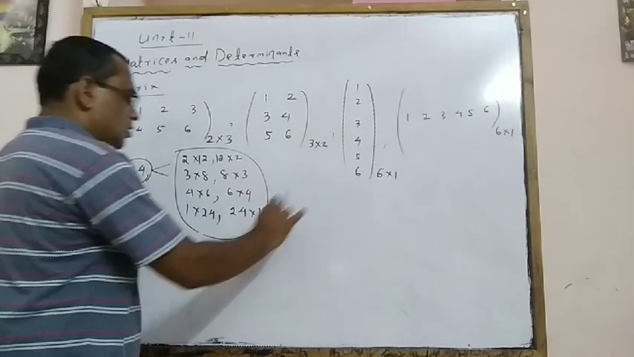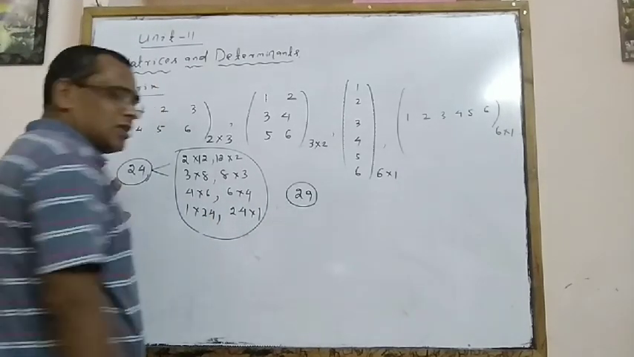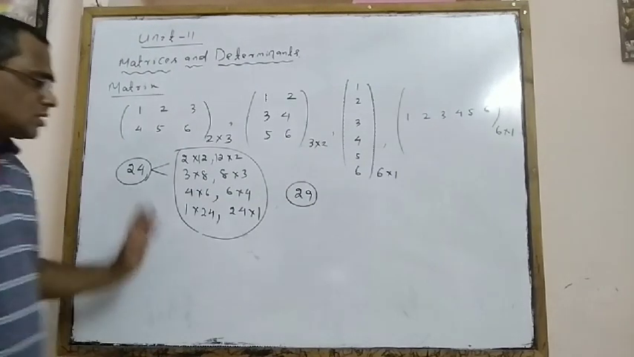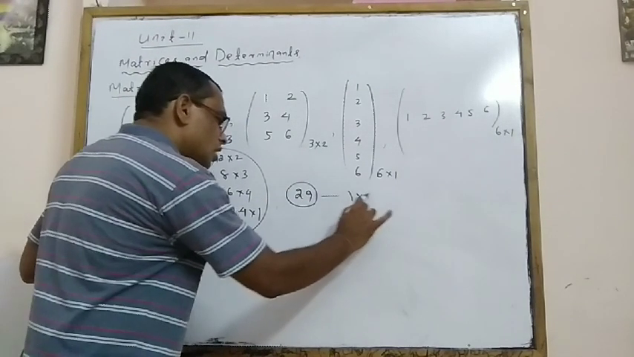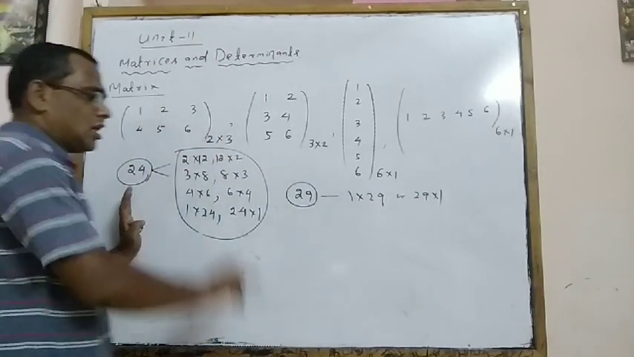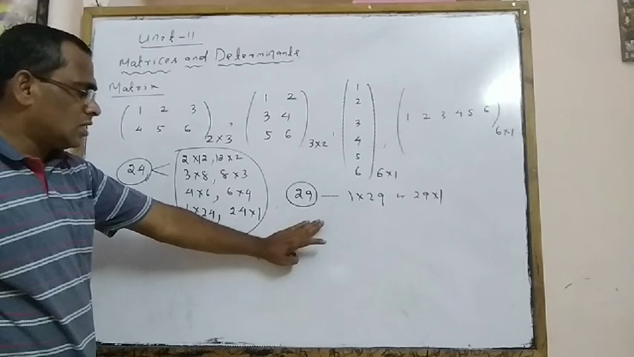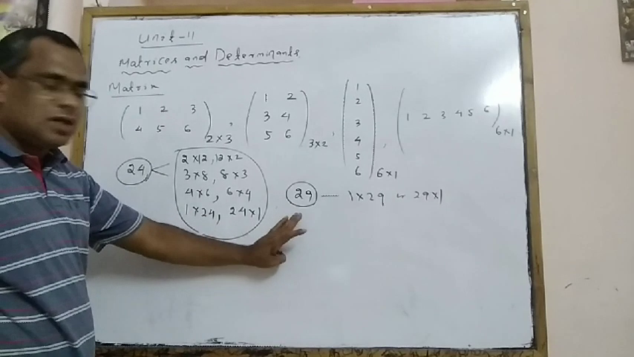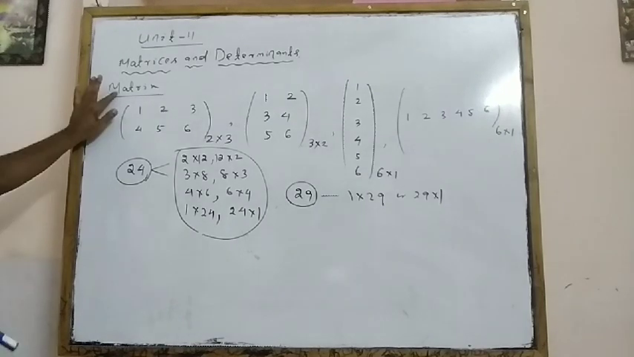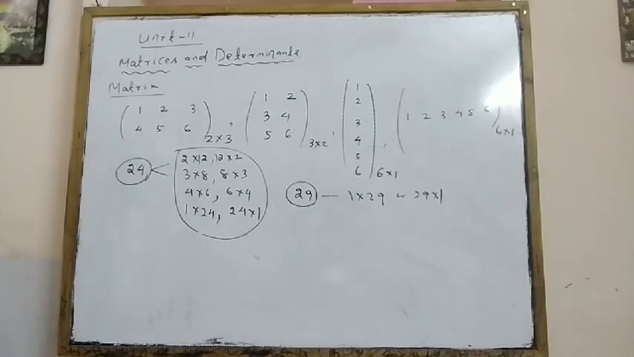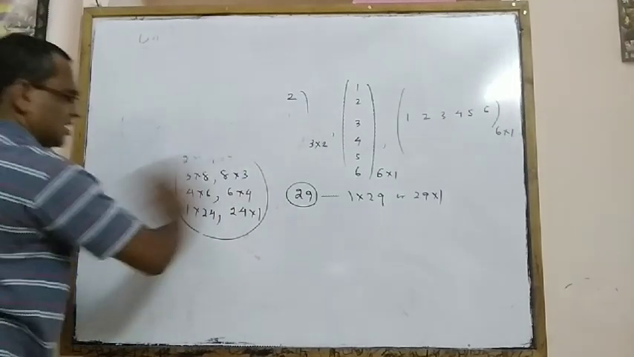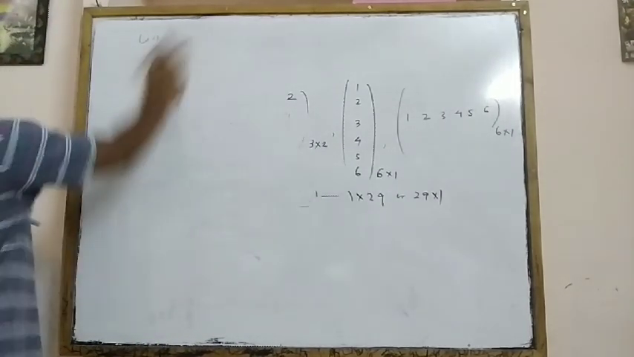Similarly, suppose you have 29 elements. How many different order matrices are possible by taking 29 elements? Here you can make 1 cross 29 or 29 cross 1. So there are 2 different order matrices by taking 29 elements. Next, what is the definition of the matrix? Such type of arrangement is called a matrix.